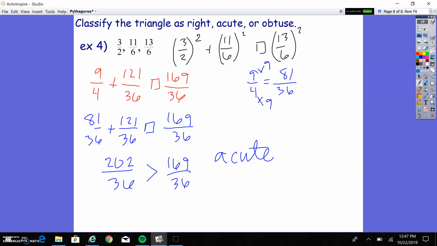So you can still do this with fractions, you just have to make sure you have a common denominator. So that's the end of the video. Make sure you have all the examples down in your journal.